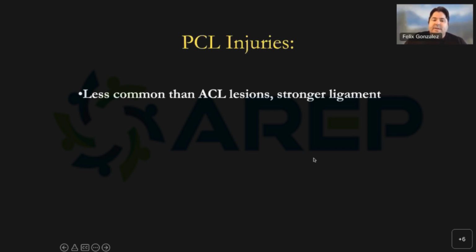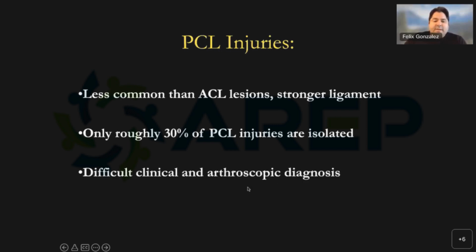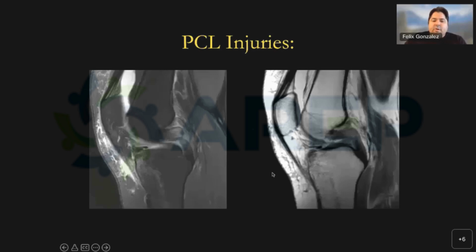So PCL injuries are less common. Moving on to the PCL, less common than ACL. This is a very strong ligament. Only roughly 30% of PCL injuries are isolated. Usually, most of them are encountered in the setting of multiple injuries. It's a difficult clinical and arthroscopic diagnosis. MRI plays a pivotal role here.